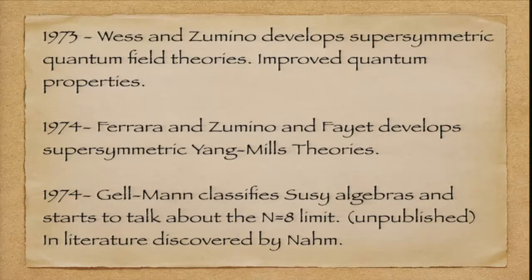And a year after, Ferrara and Zumino and Fayet developed supersymmetric Yang-Mills theory. We heard about Fermi-boson symmetries before, and it was shown that these theories had better properties. So in a sense, this was coming from the string theory approach, but it was quite independent.